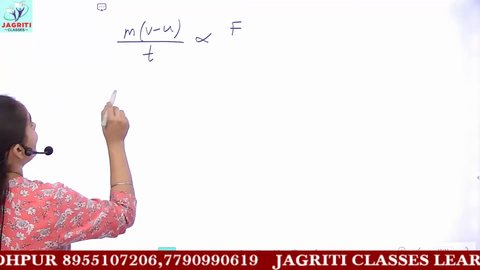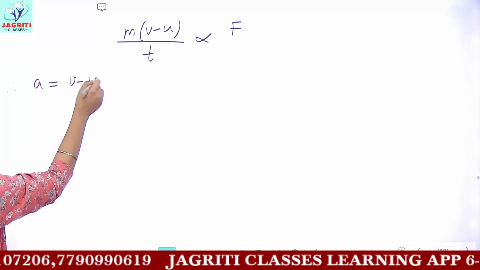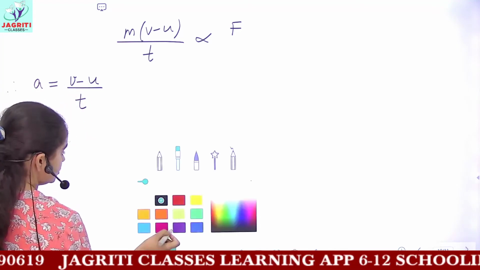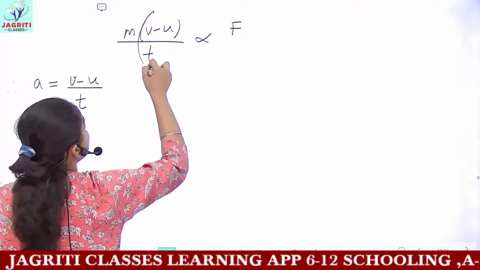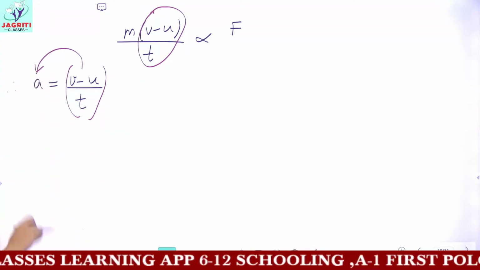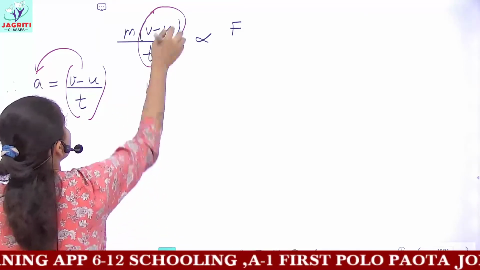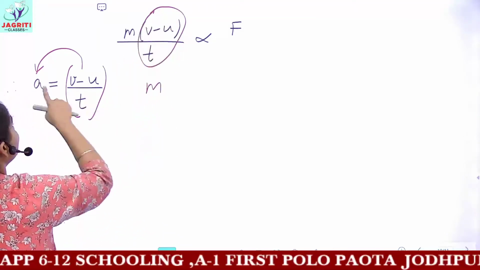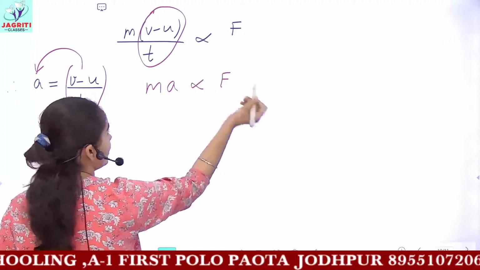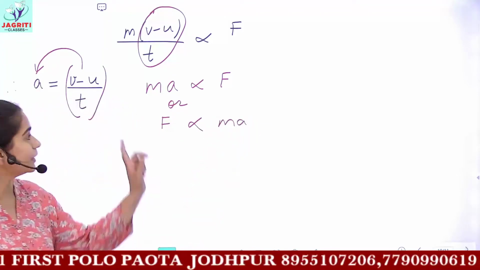And you know the formula of acceleration is the rate of change of velocity, that is v minus u upon t. So this vector v minus u upon t can be written as small a, acceleration. Instead of this whole v minus u upon t, I'll write a. So you have ma proportional to F, or you can say F is proportional to ma. It's one and the same thing.